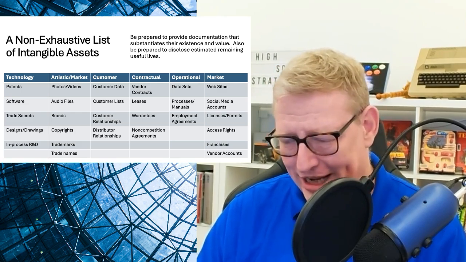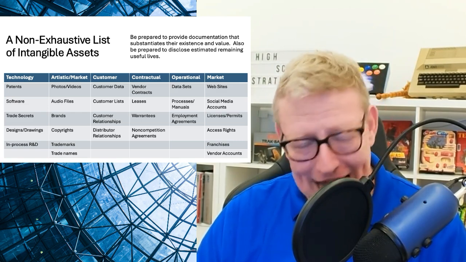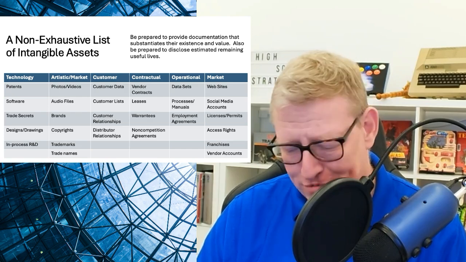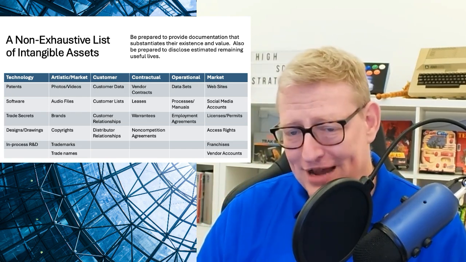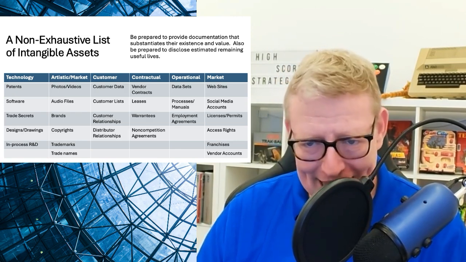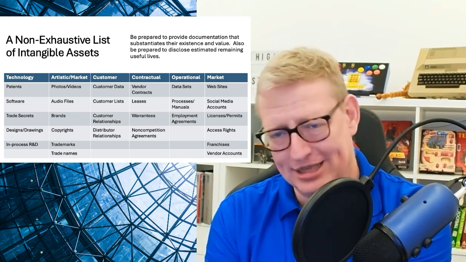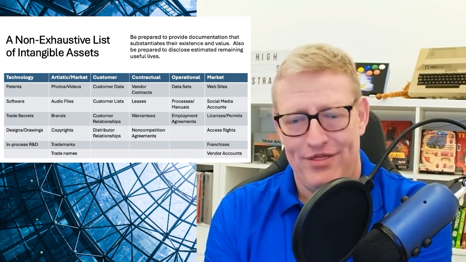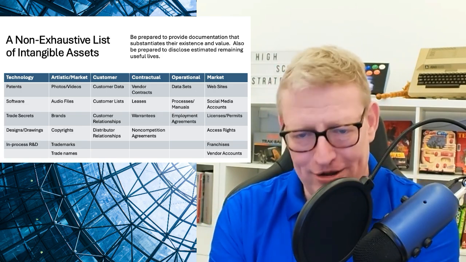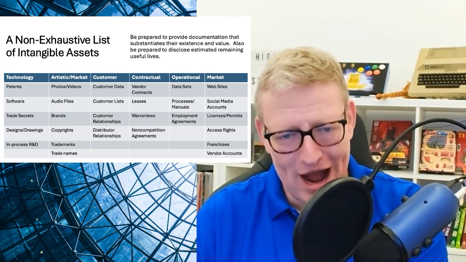And the key takeaway here is that for whatever intangible assets are likely to be included in the scope of the purchase price allocation, be prepared to have documentation. And the remaining useful lives of these assets is a material consideration. If a trademark is going to have an indefinite life, then there needs to be a narrative that is convincing to the specialist and to the auditor as to why that's the case.